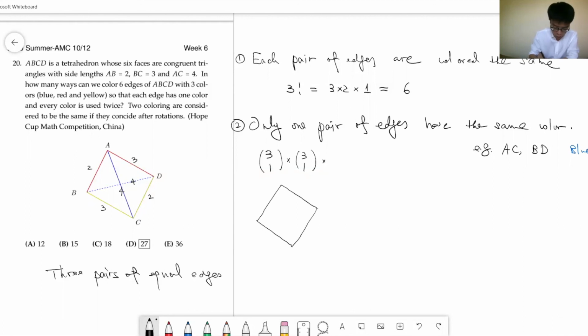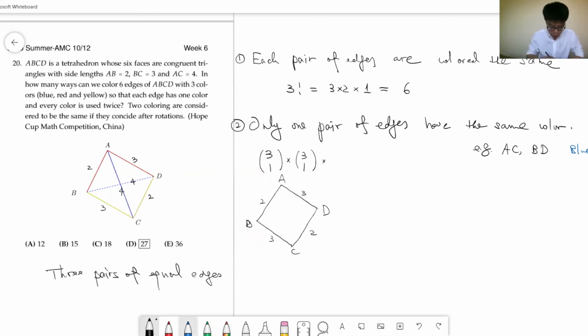So here A, B, C, D. Okay, A, B, C, D. And AB is 2, 3, 3, 2, okay? All right, let's see how to color these 4 edges. So we know that we already used blue colors.